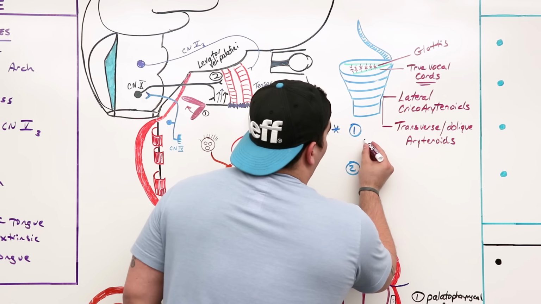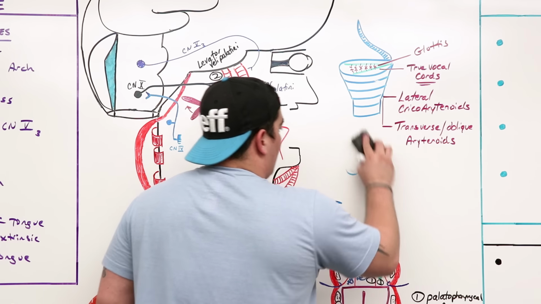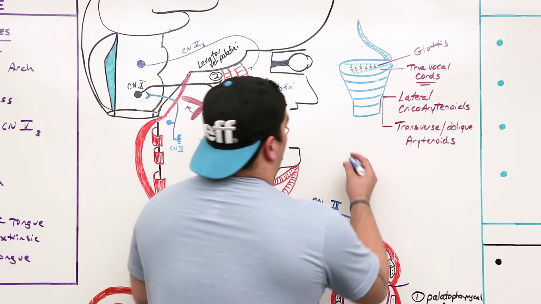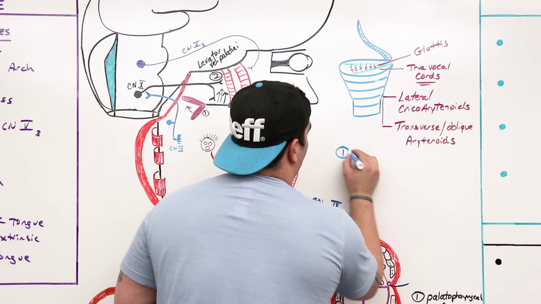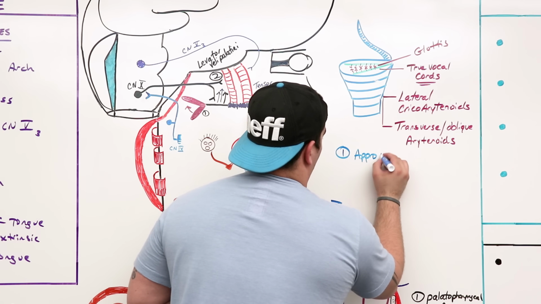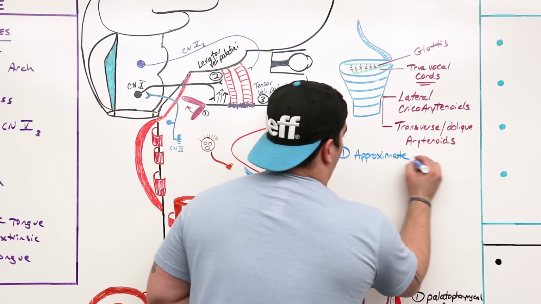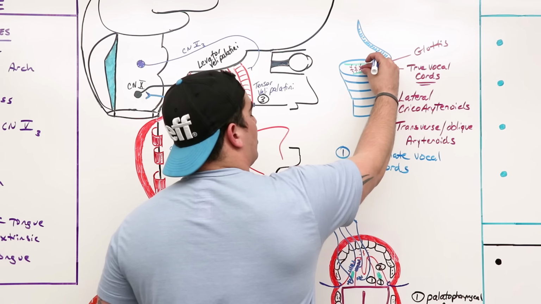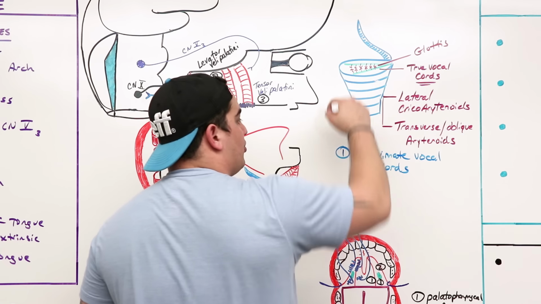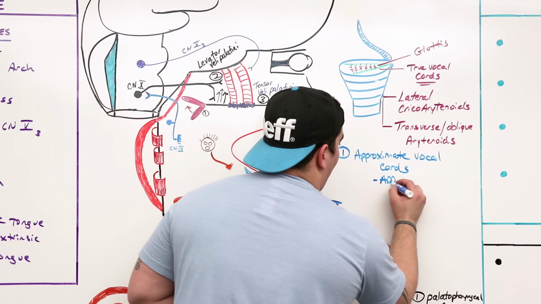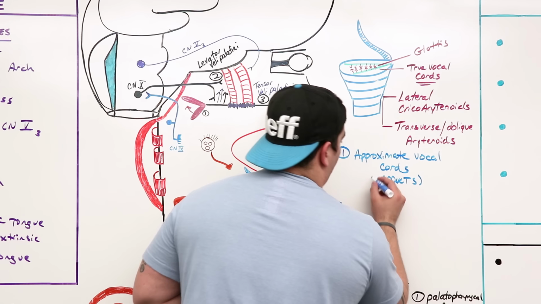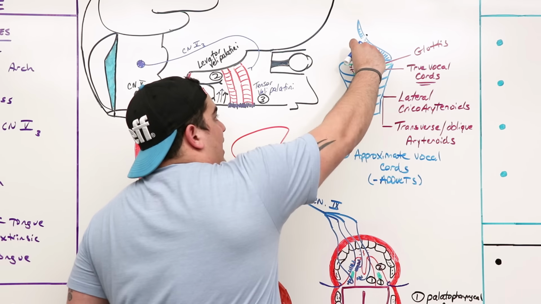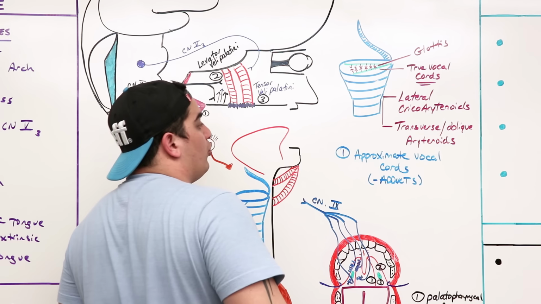But again, remember, the first thing that is significant here is we need to approximate the vocal cords, okay? By doing that, that narrows the glottis and prevents food from coming in. So it results in adduction. This is another word for approximating: adducts. And that decreases the space, and it decreases the chances of food going in.